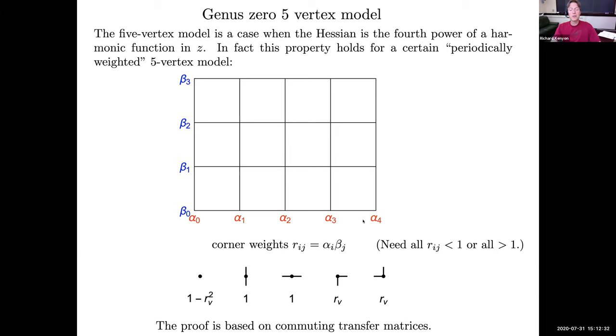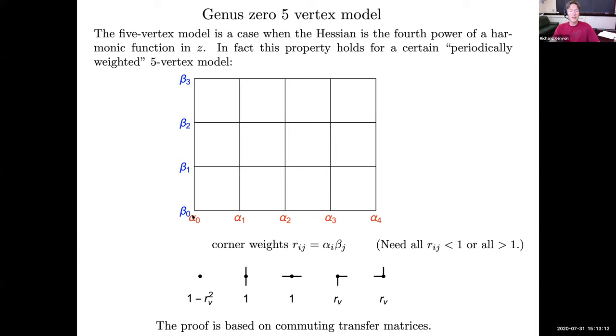So I'm going to take a periodic sequence of alphas along the horizontal coordinates, and a periodic sequence of betas along the vertical coordinates. And then I'm going to make a five vertex model which has weights R, which depend on the vertex you're sitting at. The weights R are just going to be the product of the weights alpha I and beta J. So R_IJ is alpha I beta J. And we're going to require that all the R_IJs are less than one, or they're all bigger than one. Otherwise, it doesn't really work.